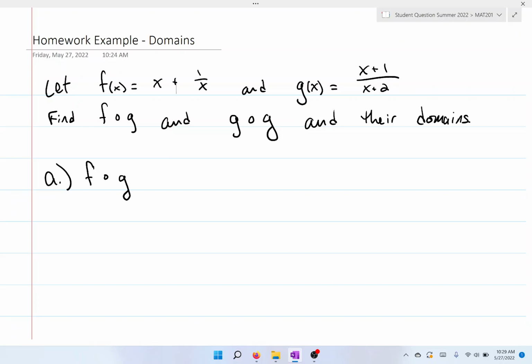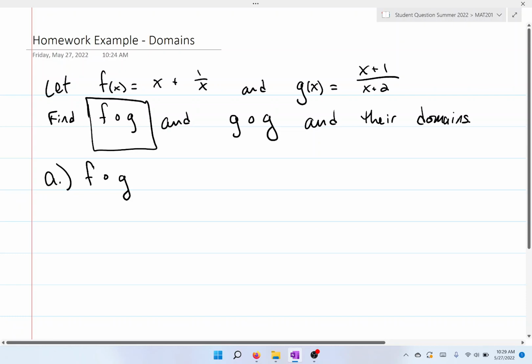So we're going to let f of x equal x plus 1 over x, and g of x equal x plus 1 over x plus 2. What we want to do is find f composite g, and then find g composite g, and we're going to state their domains respectively. So the first thing, let's just find f composite g.